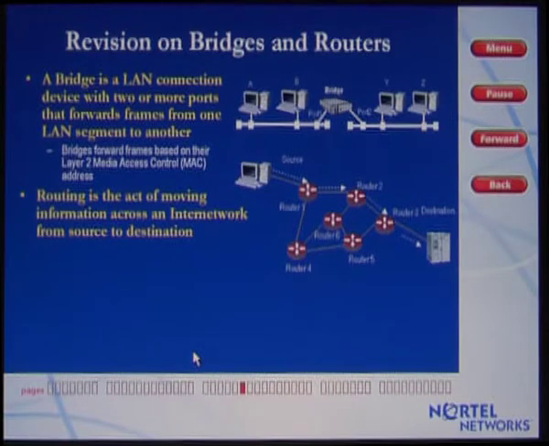Routing is the act of moving information across an internetwork from source to destination. This process may involve the information flowing across a number of discrete networks, often called subnetworks. These may be owned and operated by different organizations, as is the case with the Internet. To complete this task, the router undertakes a number of tasks.